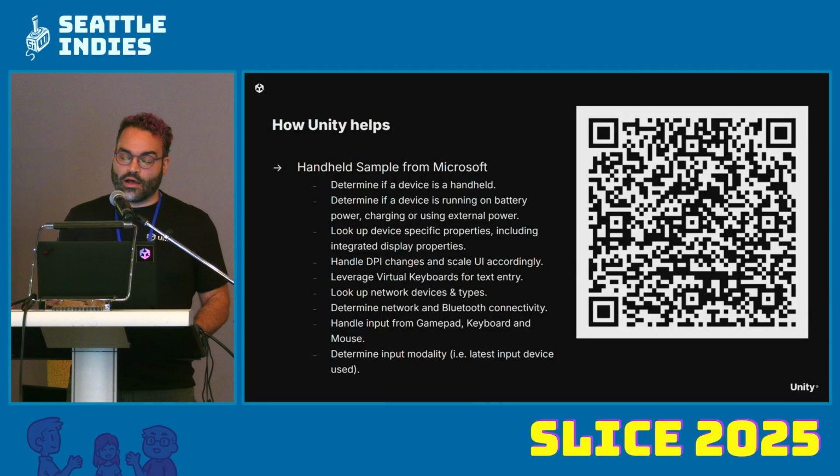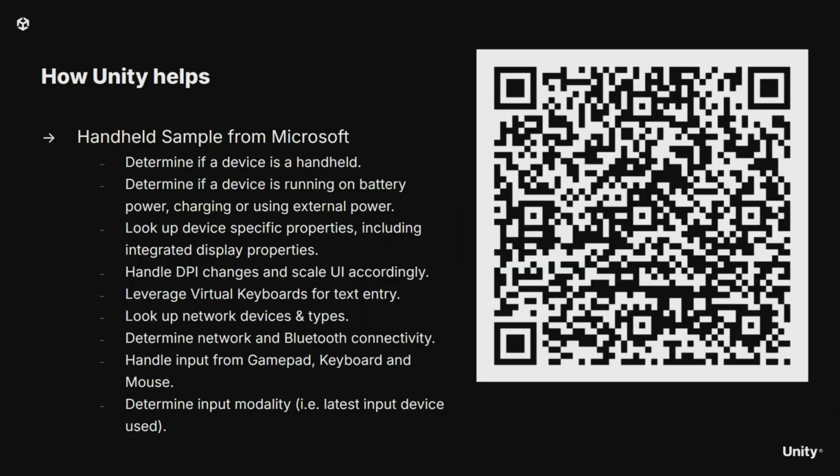All right, so Microsoft has created a sample in Unity that will help you optimize your game on those handhelds. It will show you how to determine if the device is a handheld, to calling the on-screen keyboard, detecting the DPI changes and scaling the UI appropriately. All of these different scenarios are shown in the sample.